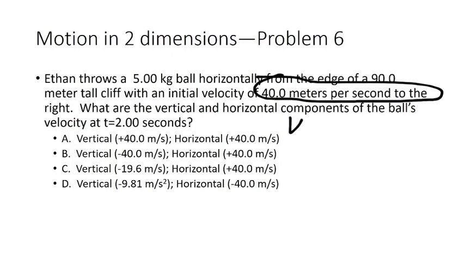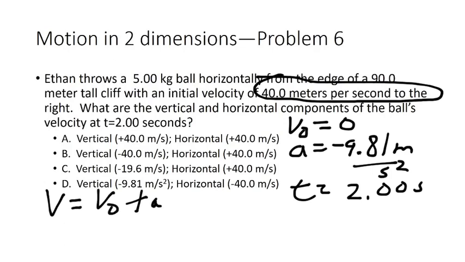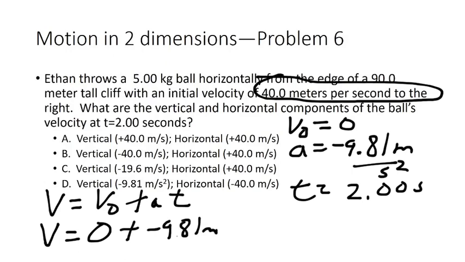Remembering that we start off with an initial vertical velocity of 0, an acceleration of negative 9.81, again, that's meters per second squared, and in this case, we've got a time of 2 seconds. The easiest way to calculate the vertical velocity after 2 seconds is to use the kinematic equation, V equals V0 plus AT. So V is our final velocity. That's equal to our initial velocity, 0, plus the acceleration, times the time, 2 seconds.